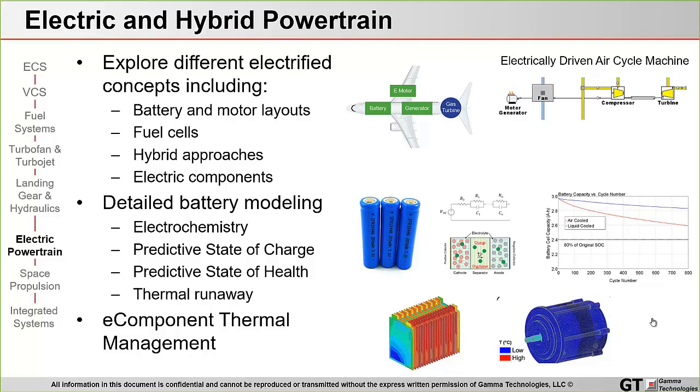Now, finally, as it relates to electric and hybrid powertrain, there's the ability to look in detail at e-component thermal management. For example, for batteries, you might have a stack of batteries that you're cooling, and you want to see the cooling distribution along a battery pack. Or with electric motors, users can look at them from a thermal analysis standpoint to make sure that the motor doesn't overheat under different operating conditions.